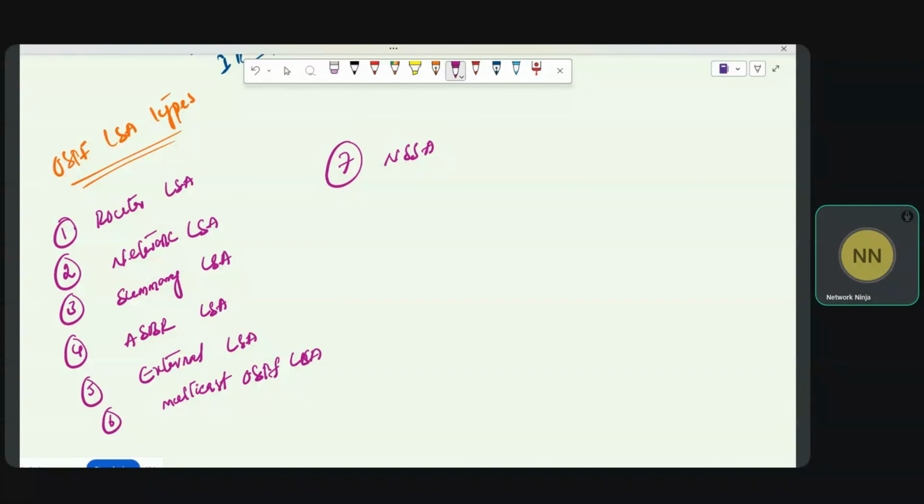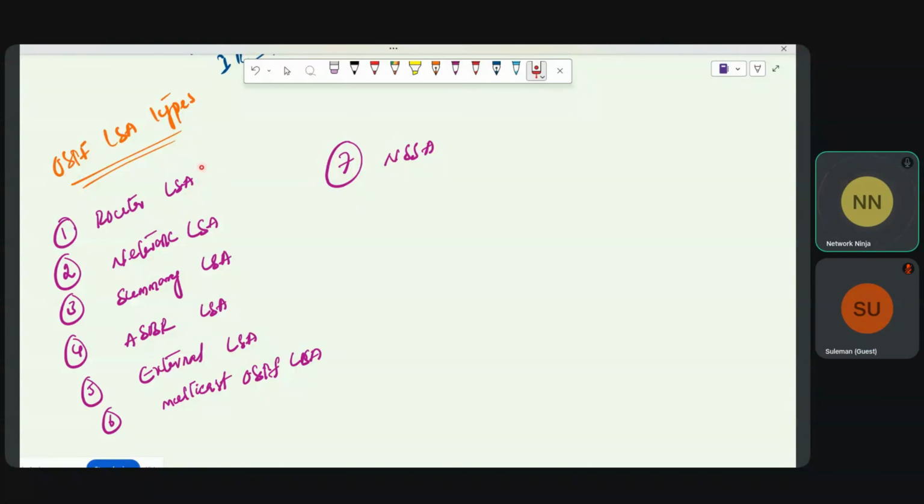LSA1 is generated by each router in the area. It is not going to cross the area; LSA1 stays within the area only. LSA2 is the network LSA. The network LSA is generated by the DR, in broadcast types of networks with DR and BDR. The link state ID will be the interface IP address of the DR.